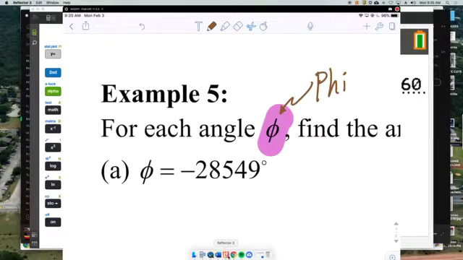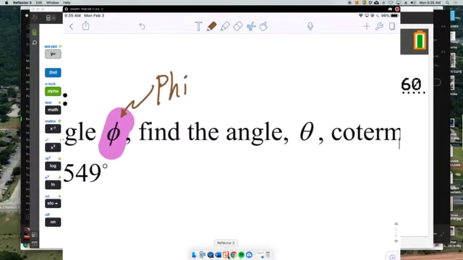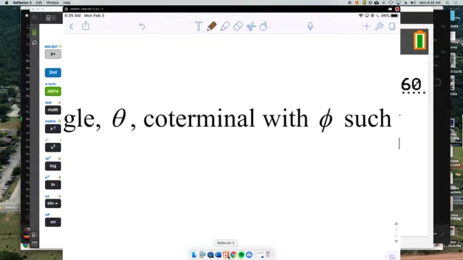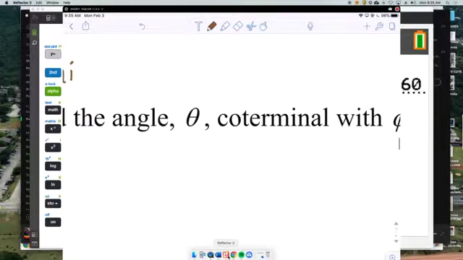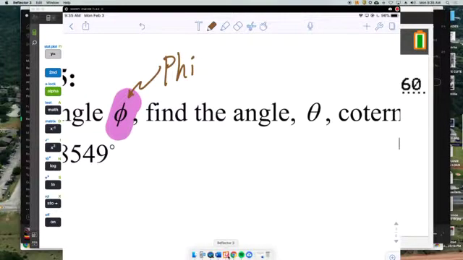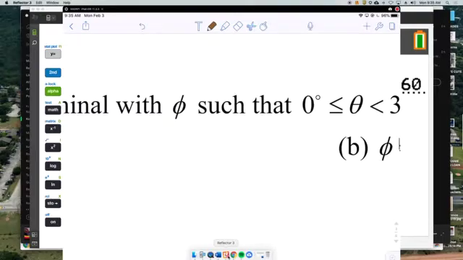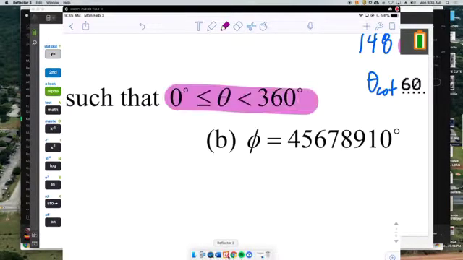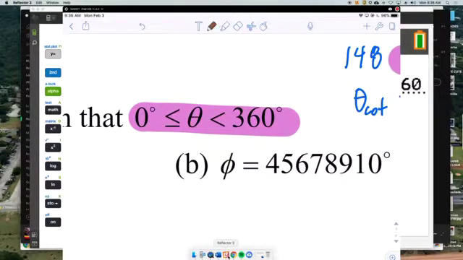It's just another symbol. So for every angle phi, find the angle theta that is coterminal with phi. Instead of using subscripts now, like phi subscript COT, we're just going to rename the coterminal angle theta such that that angle falls between 0 and 360. Notice it's a compound inequality, but the left one is less than or equal to, so that means including 0 but not including 360. This is basically our comfort zone. This is within one positive rotation.